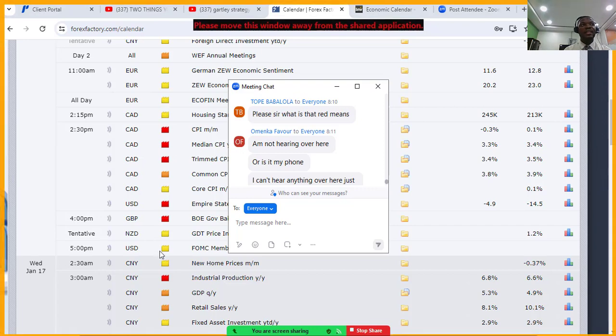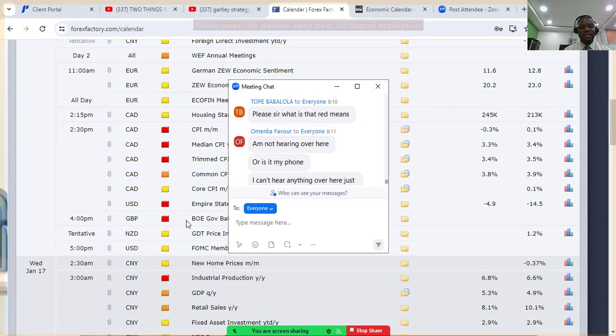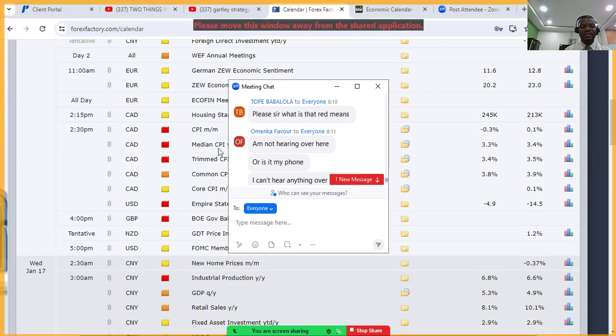These colors are the impact. So these flags are the impact of the news. They are in different colors to differentiate their volatility level, or the rate of volatility we're expecting. The yellow is low impact. This color, orange here, or if you like brown, is medium impact. Then the red is high impact. So high impact means high volatility.